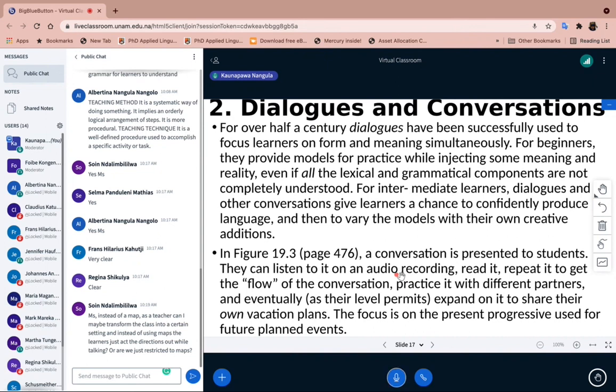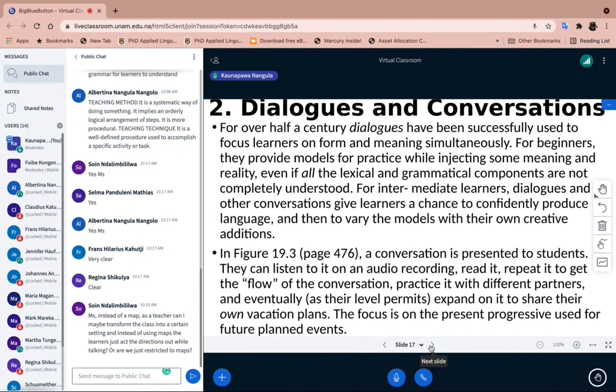And then if they are able, at the level at which our students are, they can create their own conversation, talking about their own vacation plans. Do you understand? So that's just an example. When I put this PowerPoint on Moodle, I hope the picture of this conversation will also be there to see an example.